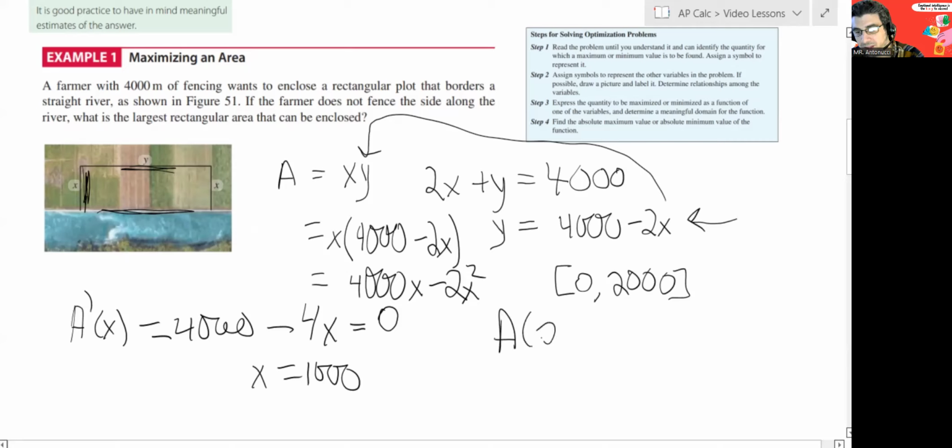So if we plug 0 into the area function, you're going to get 0. If you plug in 100, well, 100 is going to give us 20,000.